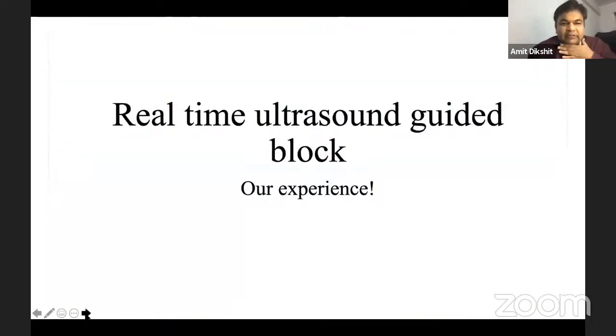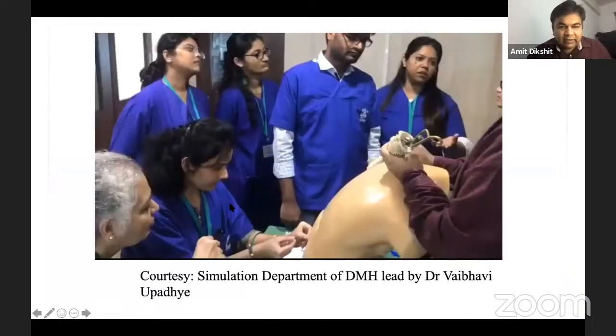Real time, our experience recently, we have started doing real-time scan, and real-time scan, good experience. You can advance it with the help of simulation. This was with Dr. Vaibhavi, who helped us in getting the simulation for ultrasound guided spinal. Here you can try all needling techniques.